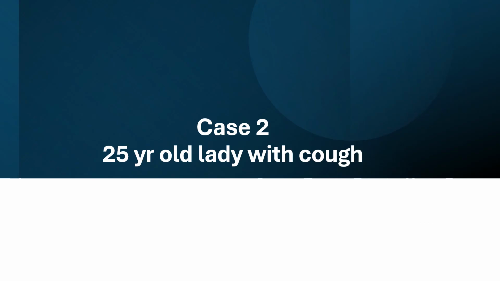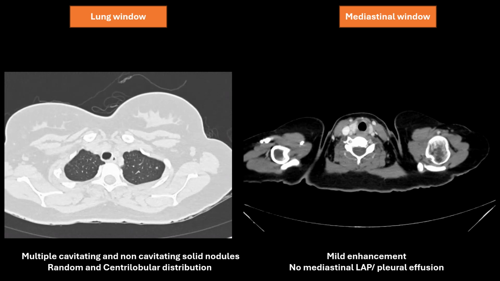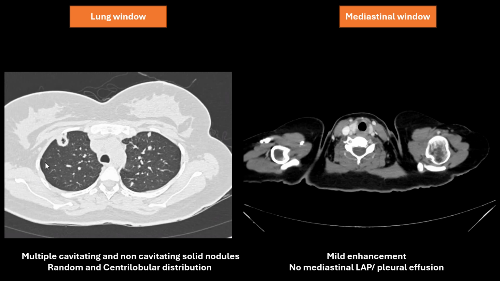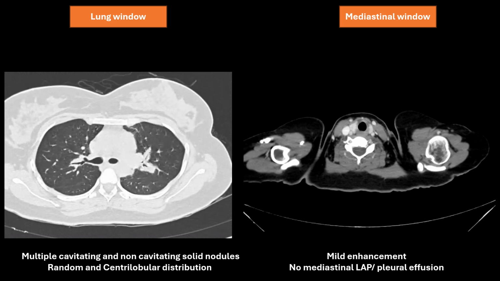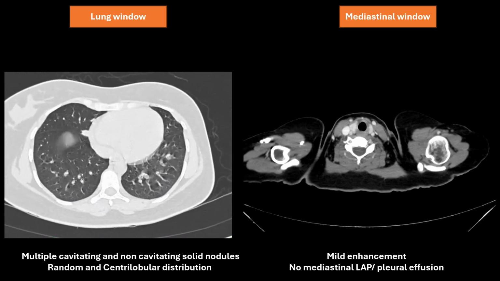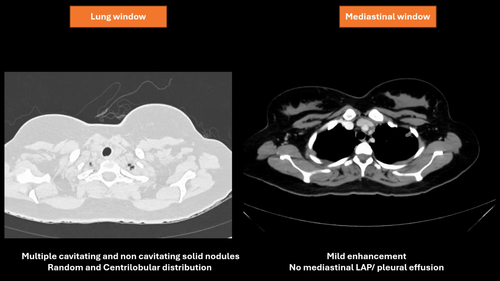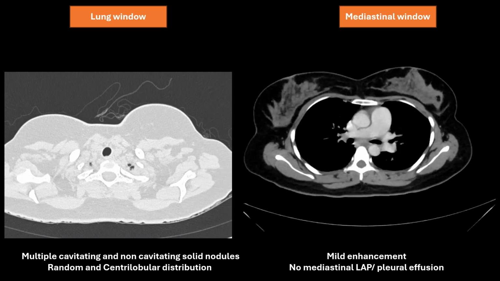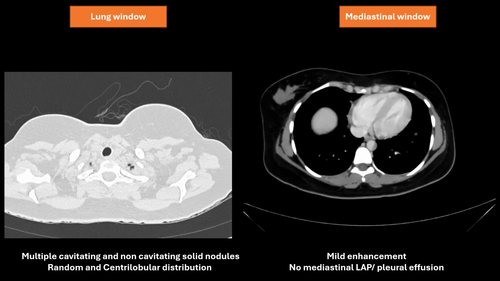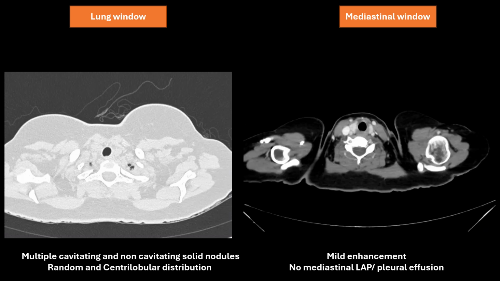The second patient was a 25-year-old lady who came with cough. So let's see. This is a CT chest, and we are able to see multiple cavitating nodules, showing the cavity within the right upper lobe nodule. It has a central peripheral distribution, with a soft tissue kind of appearance. Let's see the mediastinal window. There is mild enhancement within the mediastinal lymph nodes. There is no enhancement of the cavities, no mediastinal lymphadenopathy and no pleural effusion.